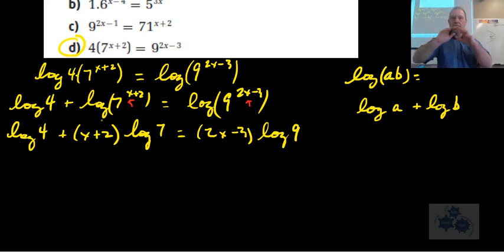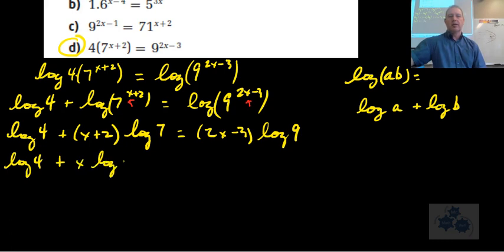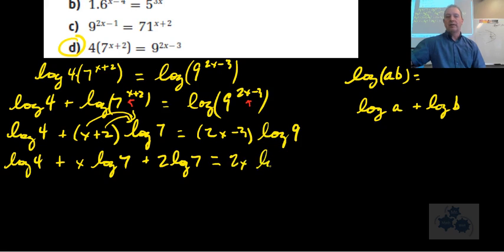Now x is a regular coefficient, regular number in a numerator. So now we can start to isolate for x. But what we have to do is we have to expand first. So log of 4 plus, this is going to be x log 7, right? Plus 2 log 7. When we just expand this, over here we're going to have 2x log 9 minus 3 log 9.